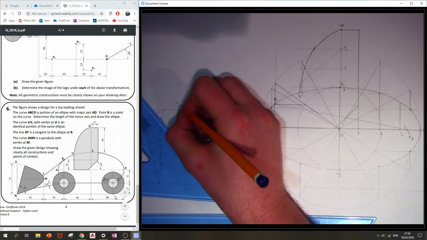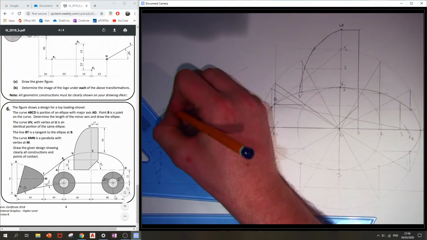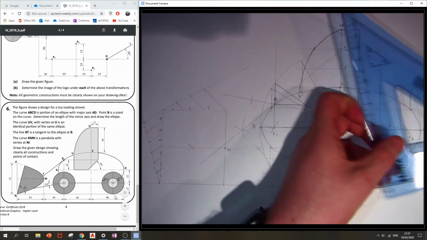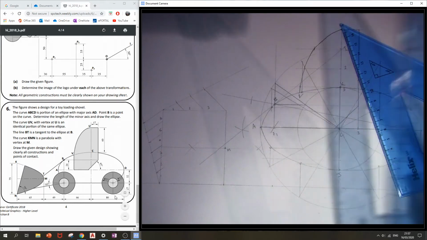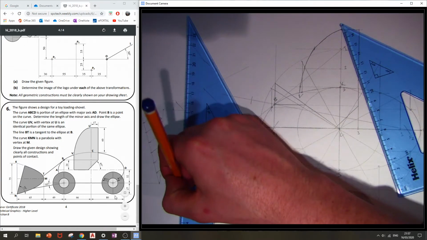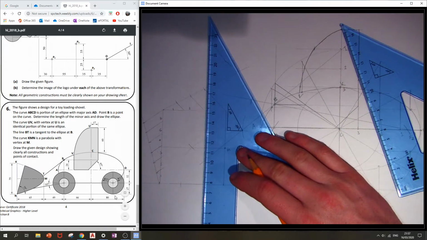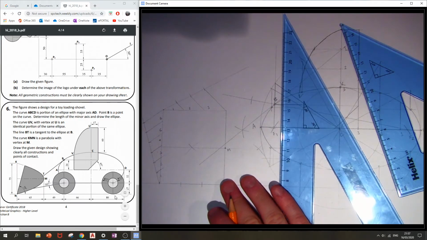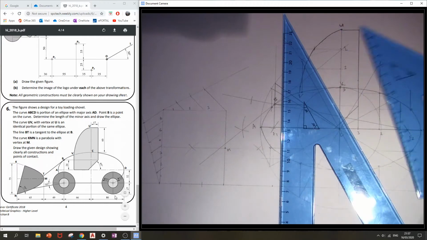I'm going to have 1, 2, and 3. Okay. I also need to divide this line up into 3 parts, but because I have one side divided, I can just transfer my points over. Okay, so like that.